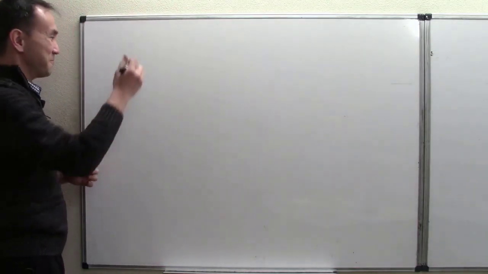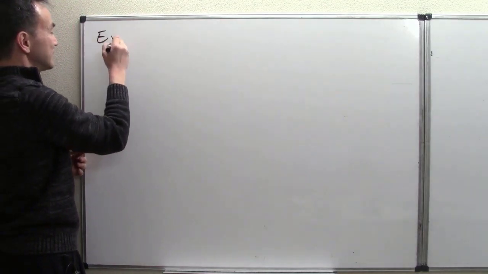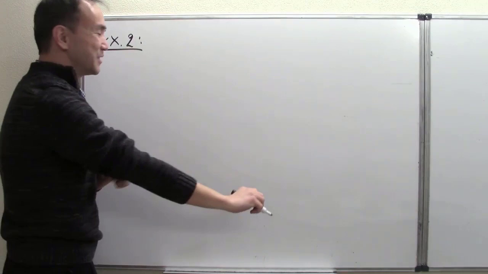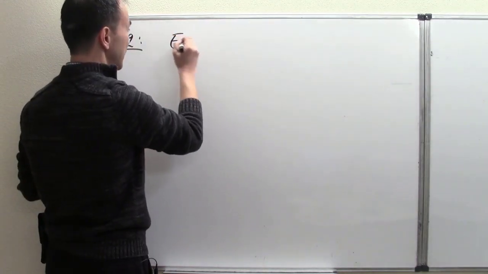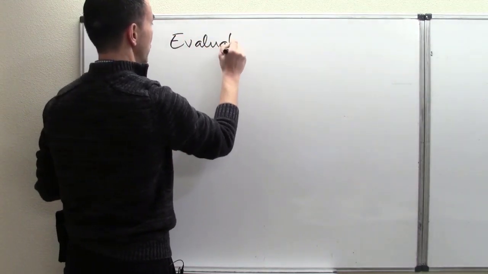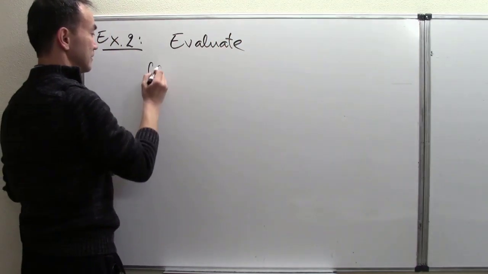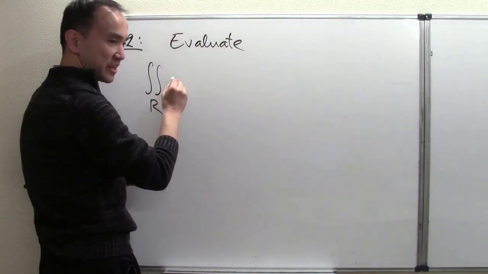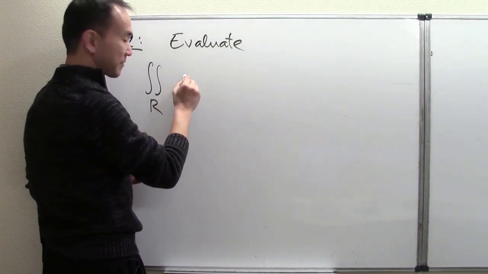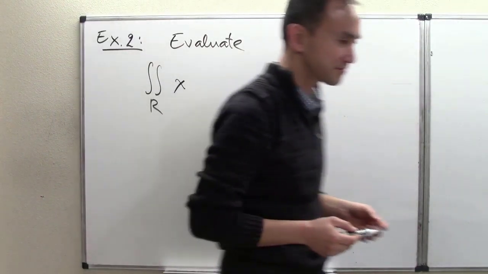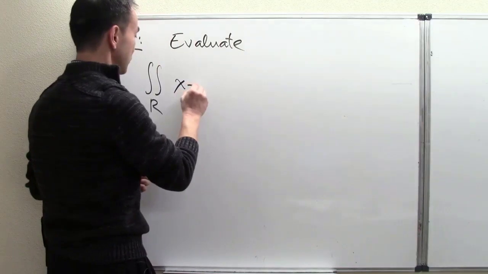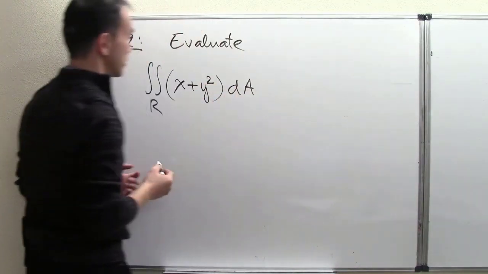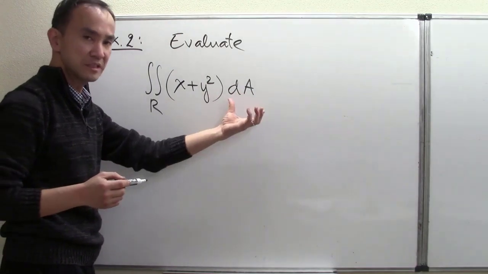And so now, let's look at our next problem, and let me label that example 2. We want to evaluate another double integral over a general, non-rectangular region. Our function here is x plus y squared, and we want to integrate that with respect to dA.